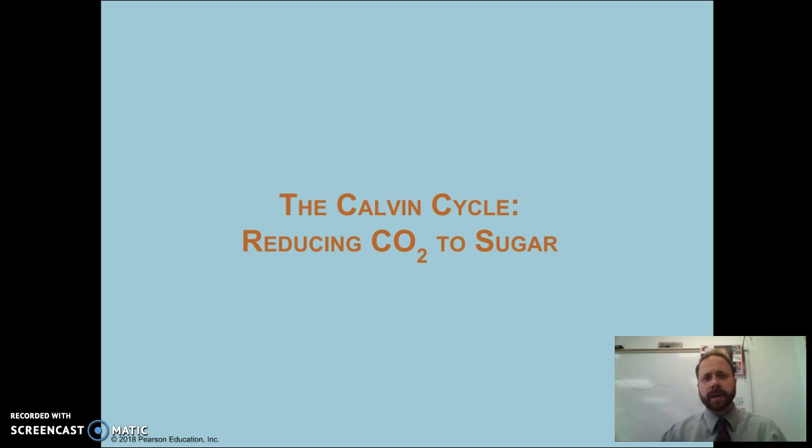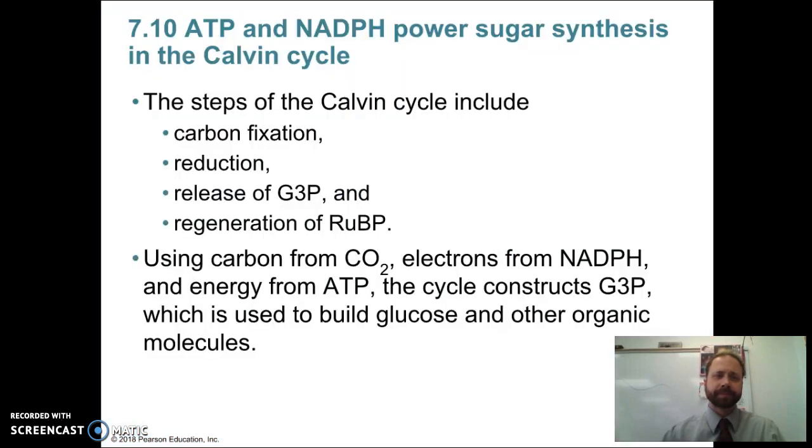Now, if you remember, the light-dependent reaction occurred on the thylakoid membrane. The Calvin cycle is going to occur in the stroma, the fluid that surrounds all the thylakoids inside of the chloroplast. That's what we're going to be talking about with the Calvin cycle here. We're going to reduce carbon dioxide to sugar. We're going to talk about what reducing means in a moment.